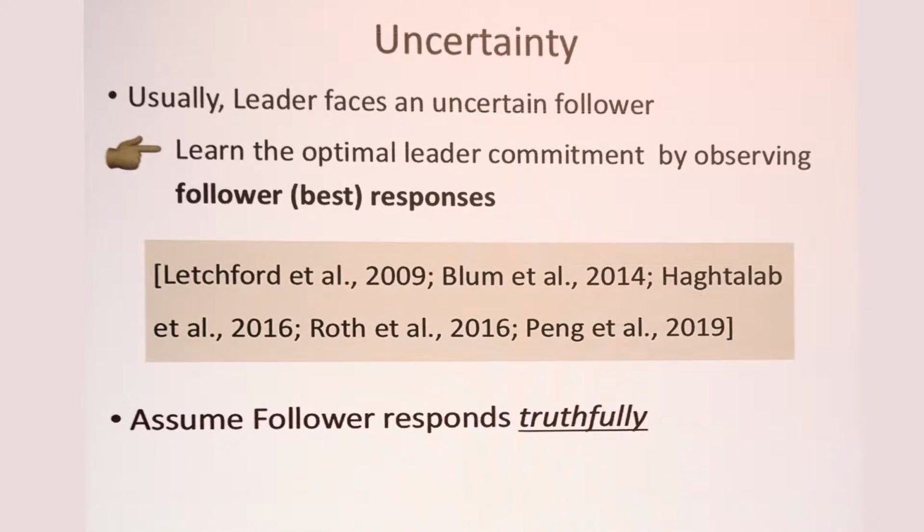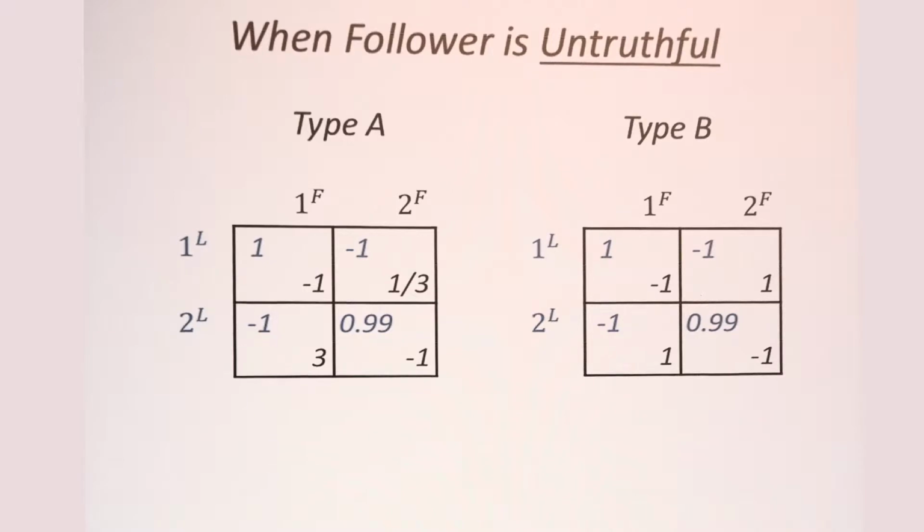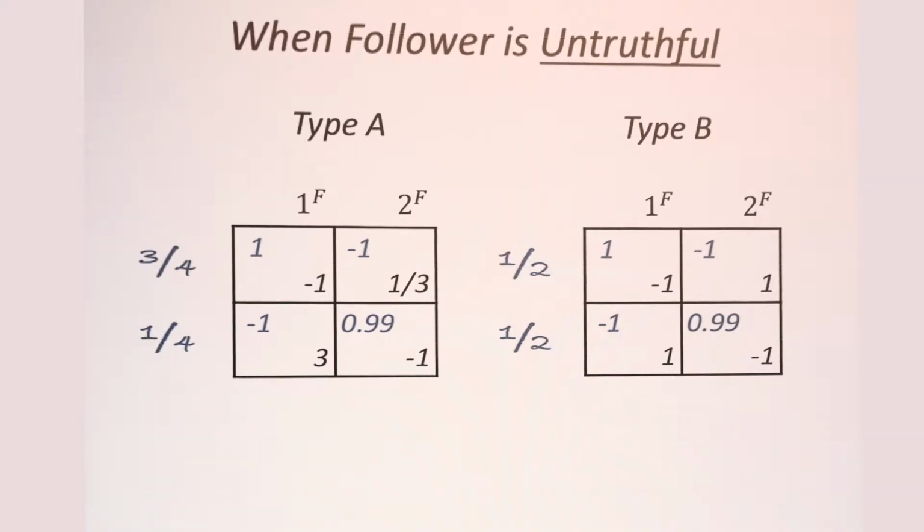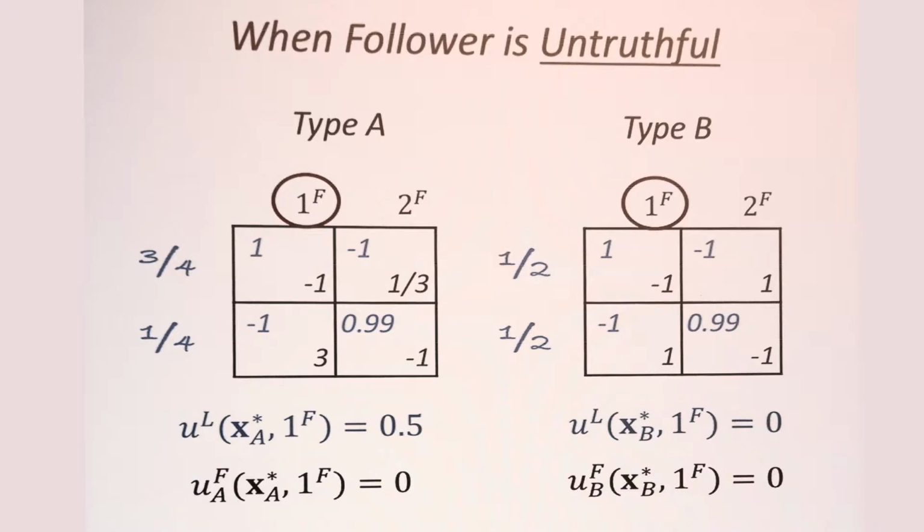To see what can go wrong, let's go back to our example. In this example, the leader's optimal commitment against each follower type is the following. When the follower is truthful, the leader is going to learn the follower's true type and then play the corresponding optimal commitment. In this example, both follower types are going to respond by playing action 1. This gives the following player utilities in this game.